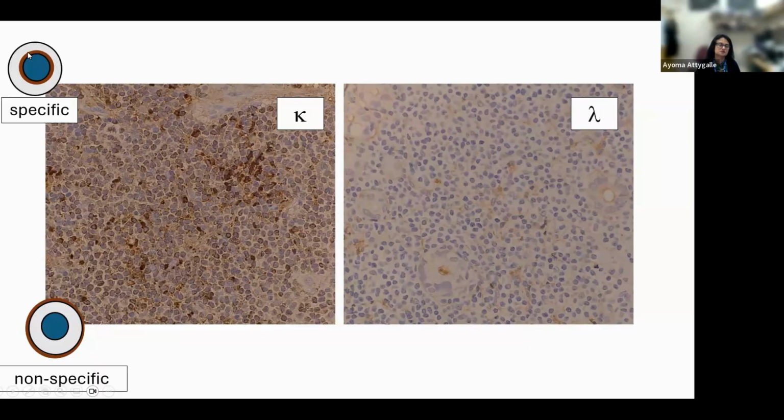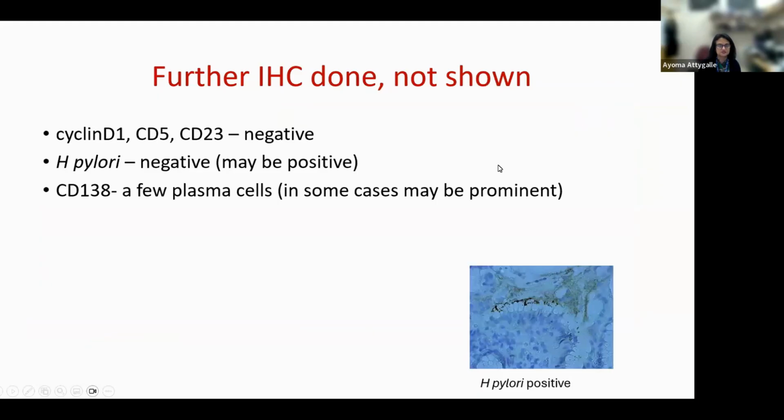And this is how it should look. So if you look at these, I don't know how well you can see it, but this is almost outlining the nucleus, and that is essentially how you should see it. So it's positive for kappa and negative for lambda, so it's kappa light chain restricted.